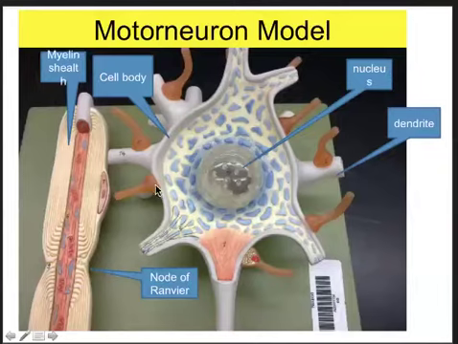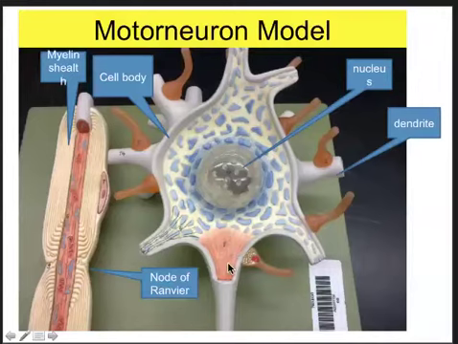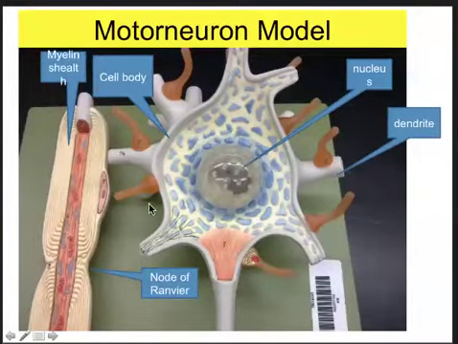And what happens when an electrical signal gets sent is that it travels from the dendrite to the cell body to the gateway to the axon called the axon hillock, and then all the way down the axon until it gets to the axon terminal. These are axon terminals, okay?